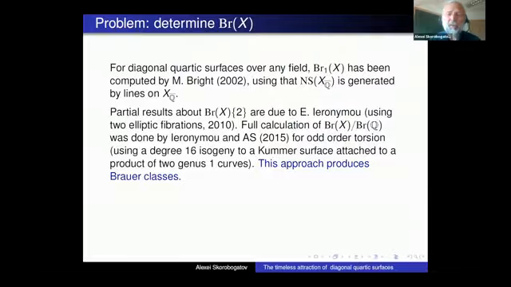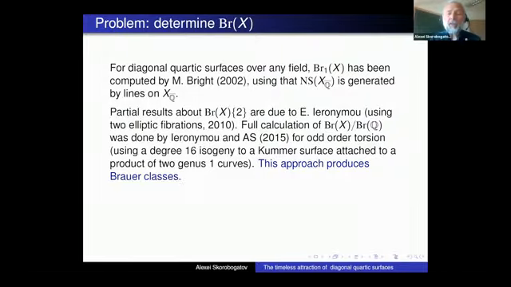I mean, maybe not just in this context. So if you ask the question about the l-primary torsion, where l is a prime not equal to 2, then it's easy to answer. This has been done in my joint work with Evis Ieronymou, and we use the fact that there's a degree 16 isogeny from a diagonal quartic to a certain Kummer surface where things can be more controllable. And this does produce some Brauer classes. I won't go in this direction.